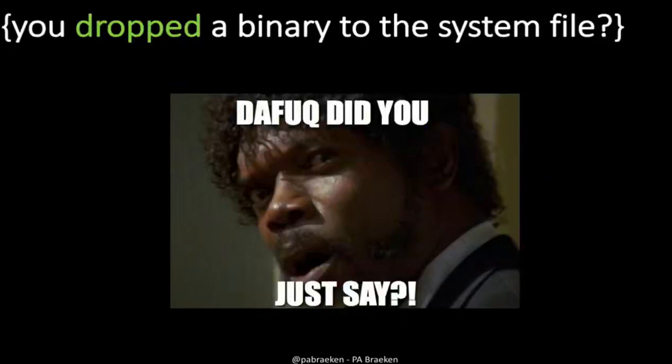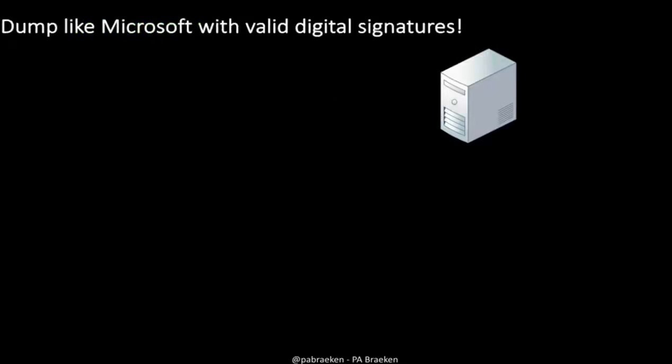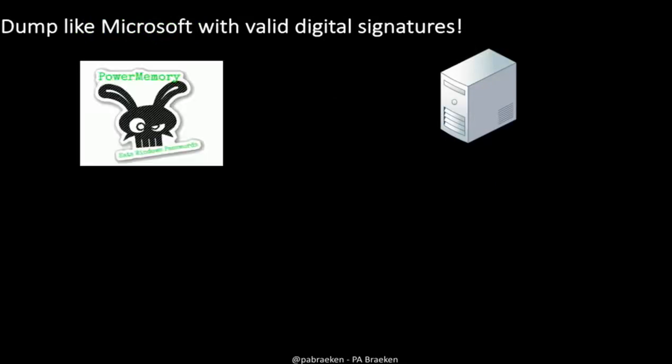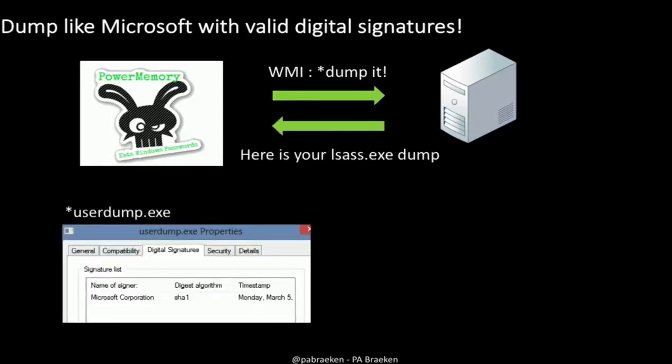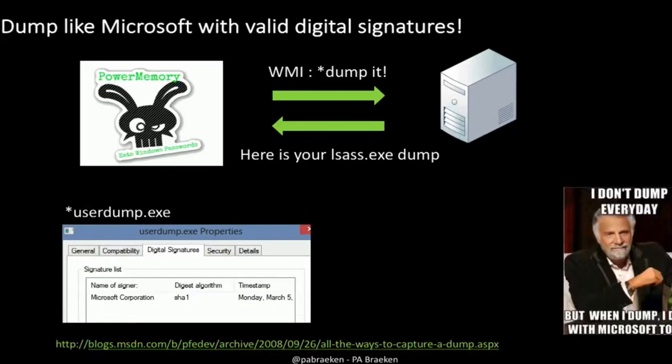But yes, I said that I dropped a binary file on the file system. And you will say, okay, you touched the disk, maybe it's not very good. That's true, but I can also do it like that. So you have the server, you have PowerMemory, you say dump it, and it will dump it. To do that, I will use userdump.exe, which is a Microsoft tool too, and which is signed by Microsoft. And if you are interested in this kind of tool, Microsoft wrote in 2008 a very good article with a lot of tools they created, signed too, that can be used to dump process memory. So I don't dump every day, but when I dump, I do it with Microsoft tools.